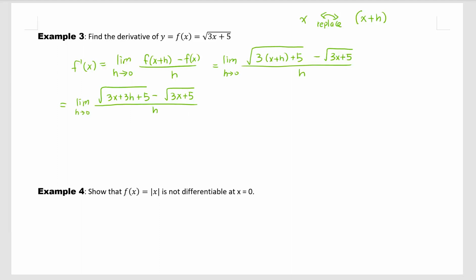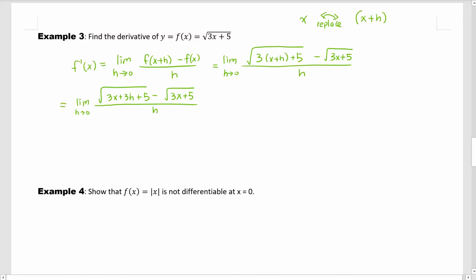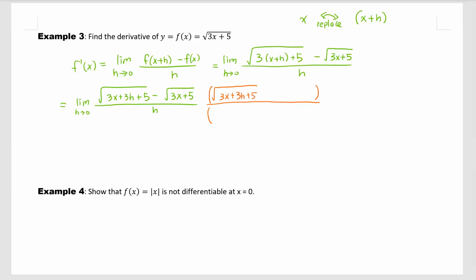When you see a difference of square roots, what do you do? Do you remember? We multiply by the conjugate. What is the conjugate? Well, it's almost the same thing, but we replace the middle sign by plus. And when you multiply by something, you also need to divide by the same thing, so you're not changing anything in the expression, right?